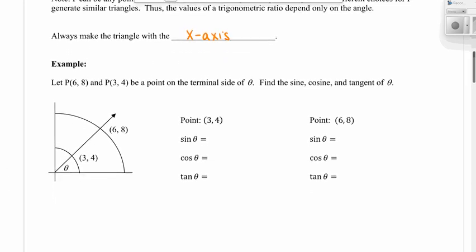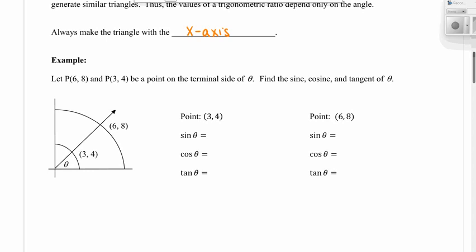It says for this next example, let P, the point (6, 8), and the point (3, 4) be on the terminal side of theta. Find the sine, cosine, and tangent of theta. If we first look at the point (3, 4), that would make this triangle right here. I'm just going to go ahead and draw my triangle right here. So x is 3 and y is 4, and this is our angle theta here. We need to solve for the r value, or the hypotenuse.